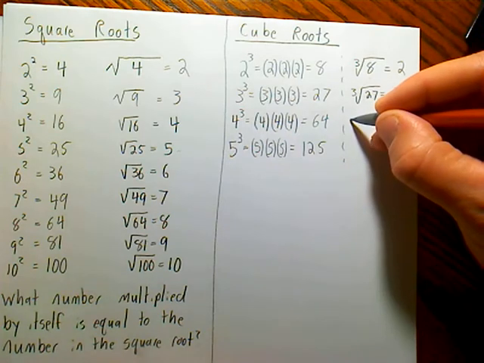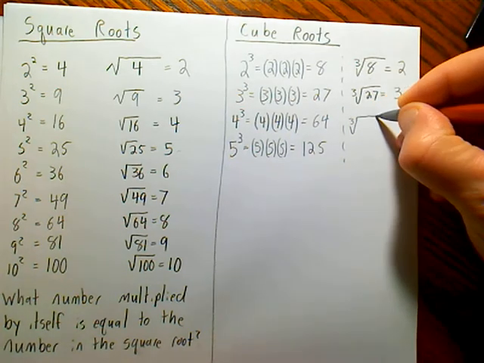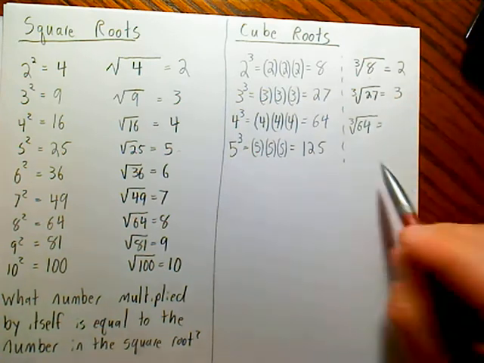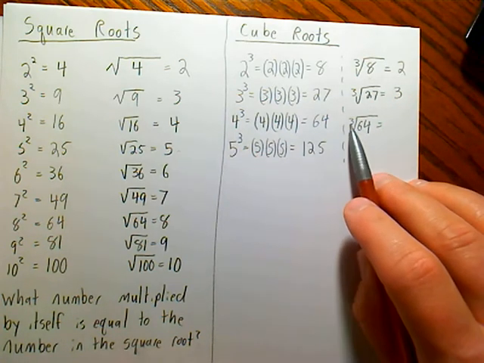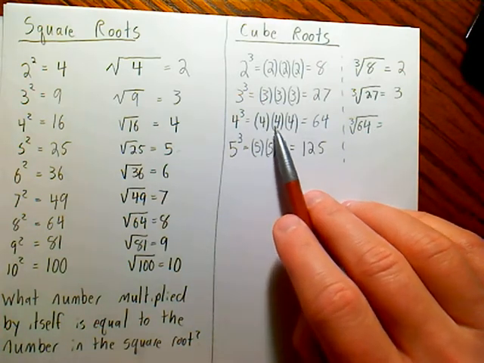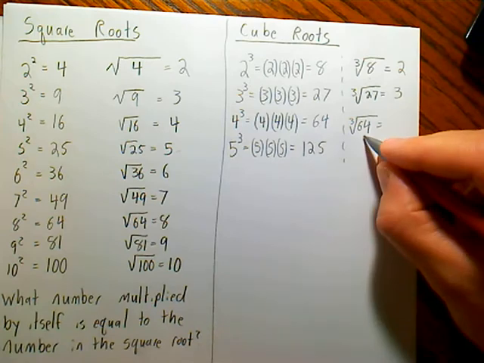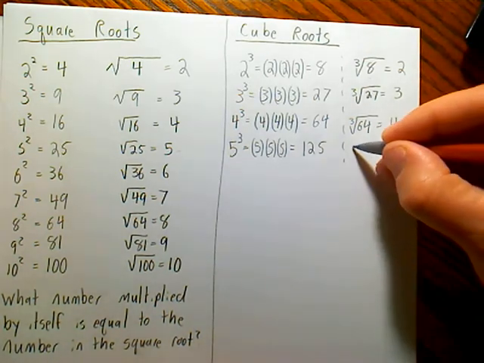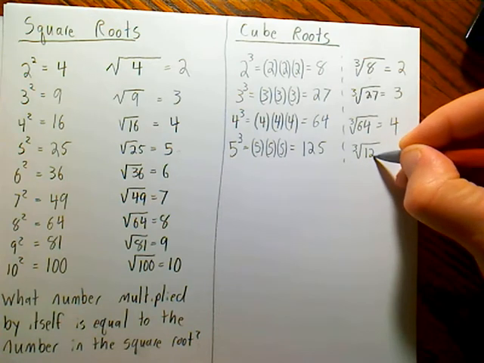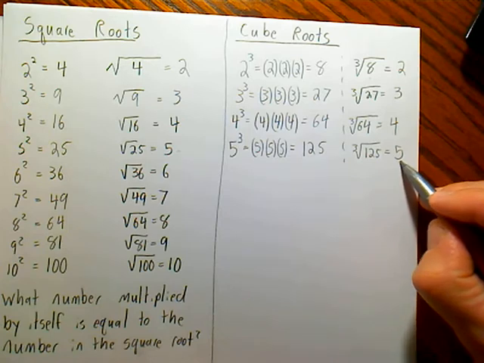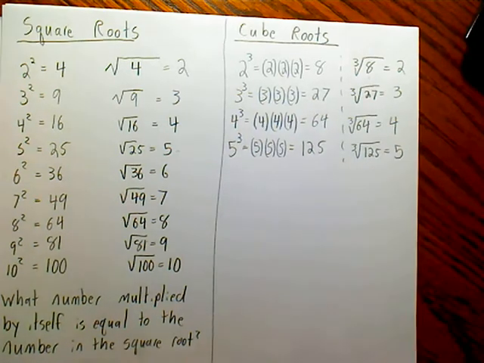Let's keep going. What is the cube root of 64? What number times itself 3 times is equal to 64? Well, that number is going to be 4. 4 times 4 times 4 is equal to 64. So my answer is 4. And then the same thing down here, the cube root of 125. That means 5 times itself 3 times is equal to 125.